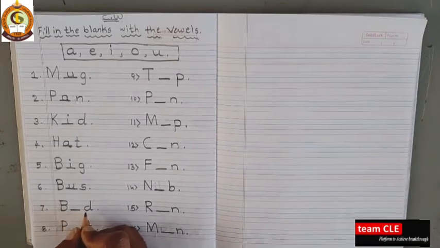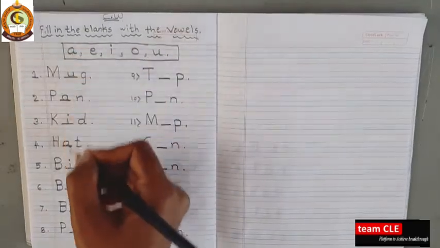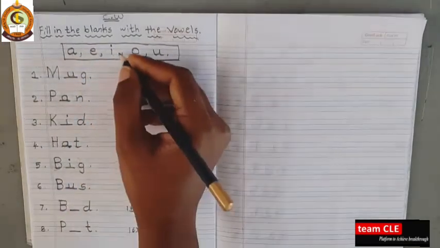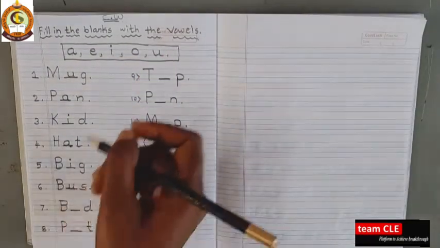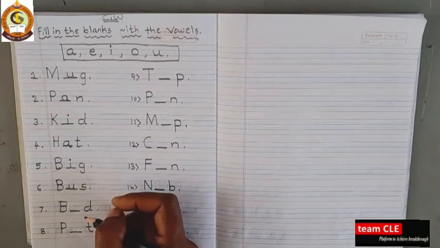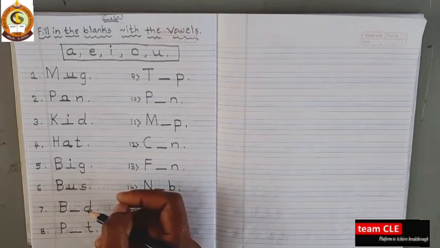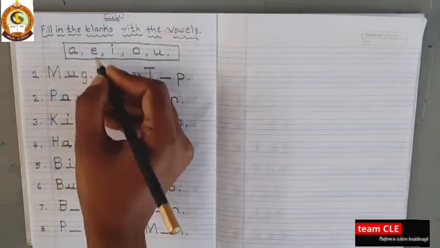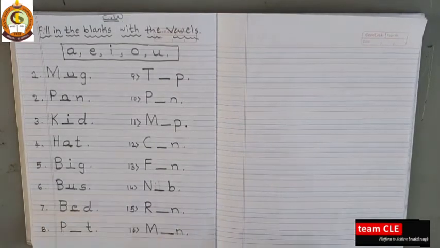Okay, next, B-D. B-A-D, bat. B-E-D, beat. B-I-D, bid. B-O-D, boat. B-U-D, bird. So which is the correct? B-E-D, bed. So write it here E letter. B-E-D, bed.